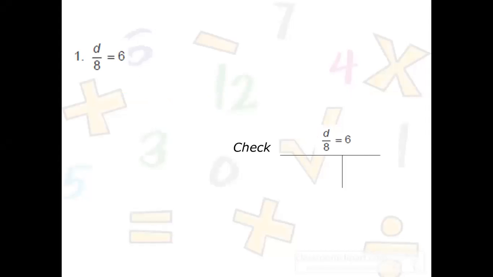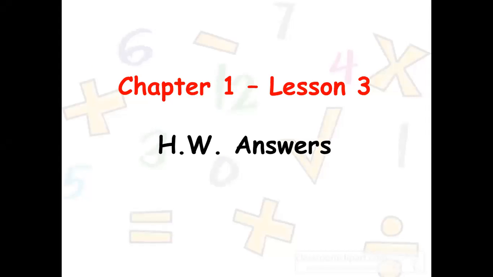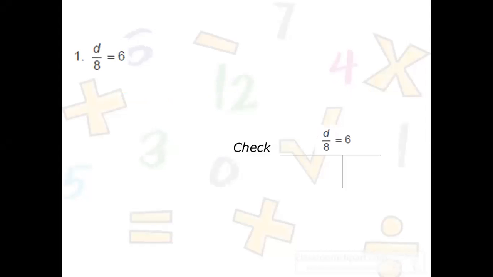Okay. So this is the homework for chapter 1, lesson 3, corresponding to page 3 of your homework book or the practice book. So the first question is, of course, you have to solve. Now, these are again for multiplying and dividing equations. So this means D divided by 8 equals 6. So divide is the question. As I always tell you, read the question so that you will know what to do.